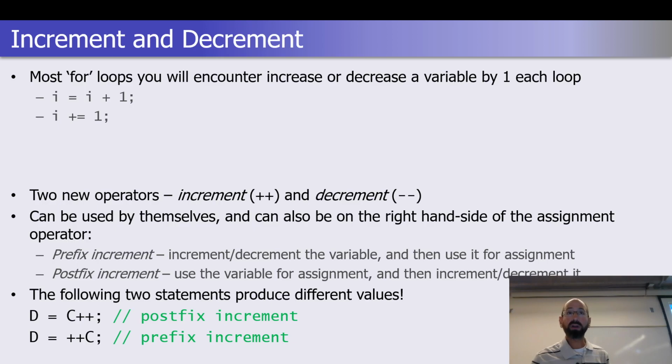Increment operator takes a variable and adds 1 to that variable. Decrement operator takes that variable and subtracts 1 from that variable. You can use these operators just by themselves. You can use i++ as its own line of code, and it'll increment the value of i. It is equivalent to writing i equals i plus 1 or i plus equals 1. You can also use the increment operator and take the result of that increment or decrement and use it to assign another variable. It can be on the right-hand side of our assignment operator.